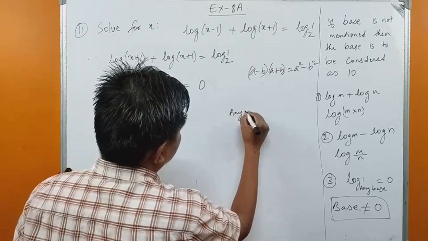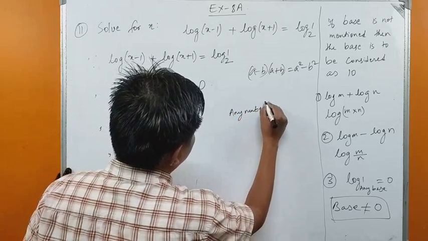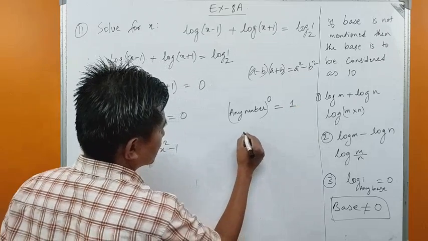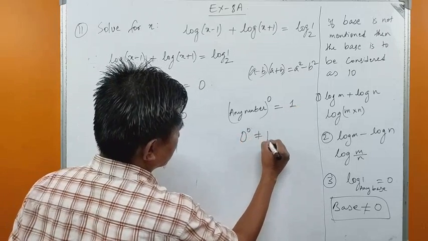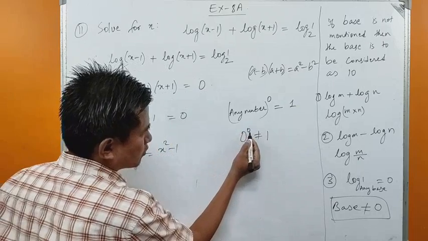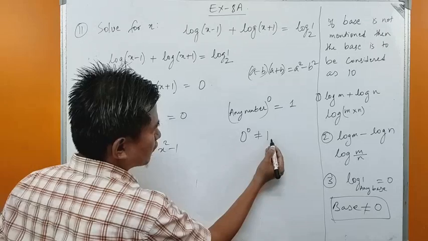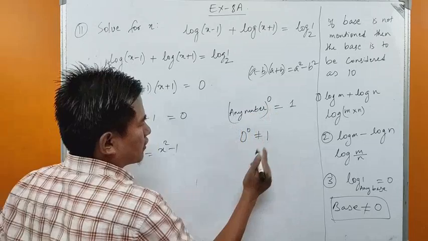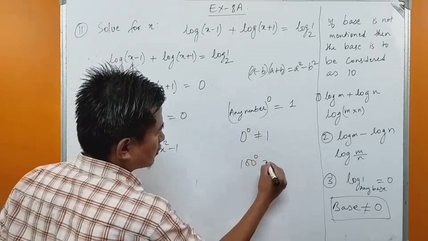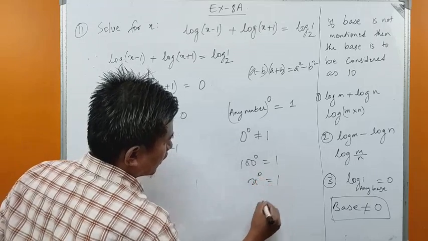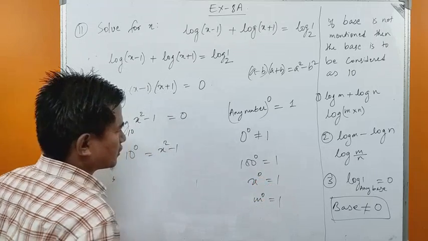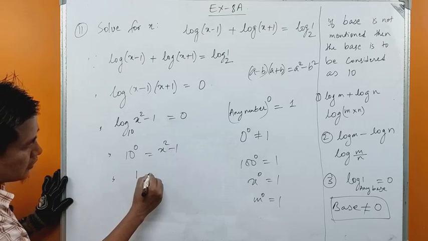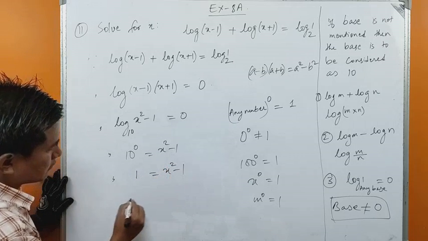any number, please keep this in mind. Any number raised to power 0 is 1, except 0 to the power 0 is not 1. Except this condition, 0 to the power 0 is undefined. Other than 0, any number raised to power 0 is always 1. This means 100 to the power 0 is 1, x to the power 0 is 1, m to the power 0 is 1, isn't it? 1 to the power 0 is 1. Okay, so 10 to the power 0, 1, equals to x square minus 1.